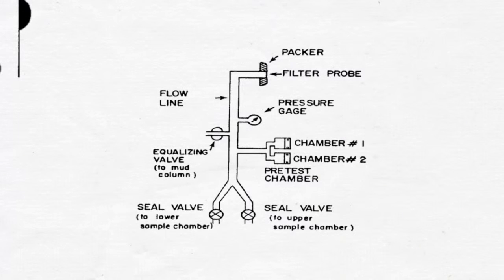The next diagram shows the inside of a dual pretest wireline formation tester. It consists of two seal valves, an equalizing valve, two pretest chambers, filter probe, and a pressure gauge. The equalizing valve opens when the tool is activated and closes when it is retracted.